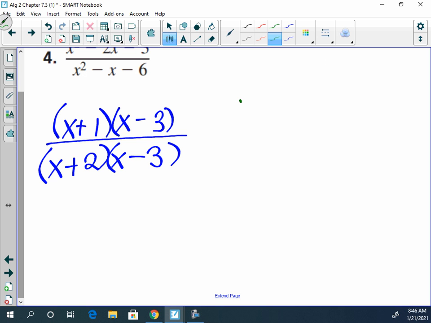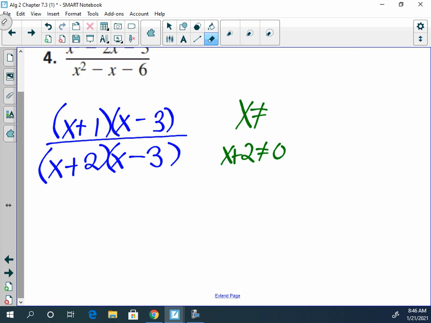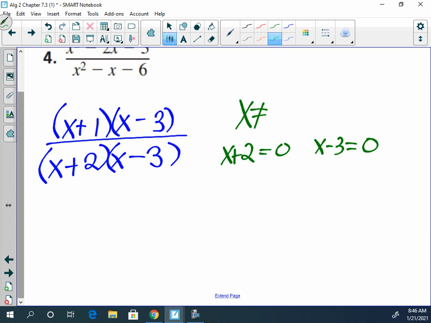Well, now we need to find the restrictions. We need to find the restrictions. We don't need that symbol yet. Because if I want to find out what's going to make the denominator 0, well, I can set the terms in the denominator equal to 0.